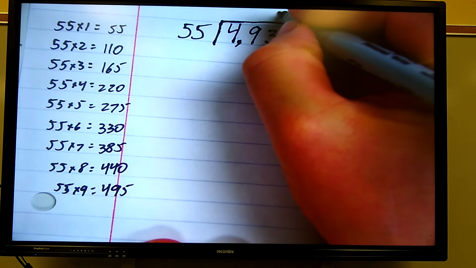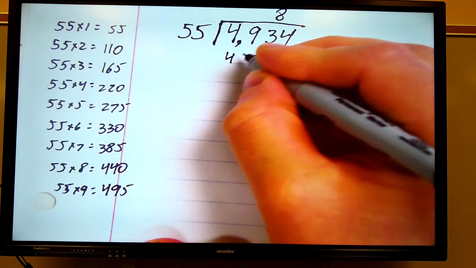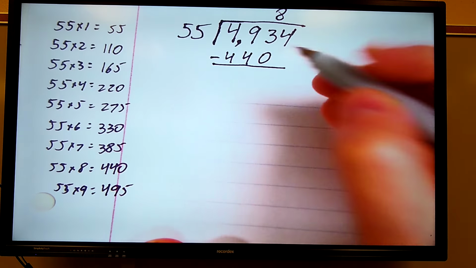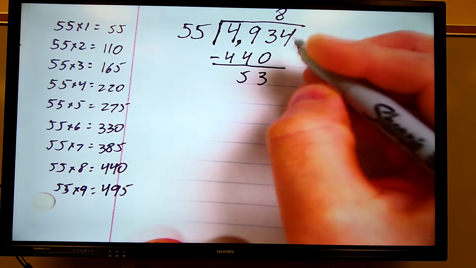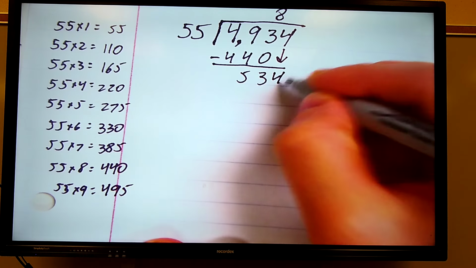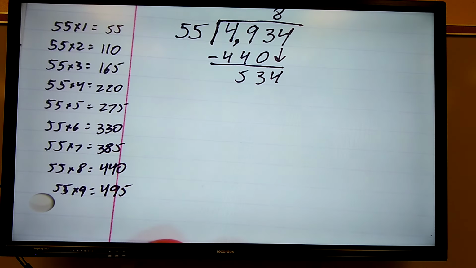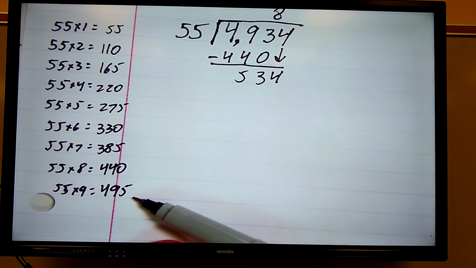I'm going to put the 8 over the 3. 8 times 55 is 440. Now we subtract. 3 minus 0 is 3. 9 minus 4 is 5. 4 minus 4 is 0. I have to bring down. Now, 55 goes into 534. How many times without going over? We know 8 is 440. 9 is 495. So we got to go with 9.